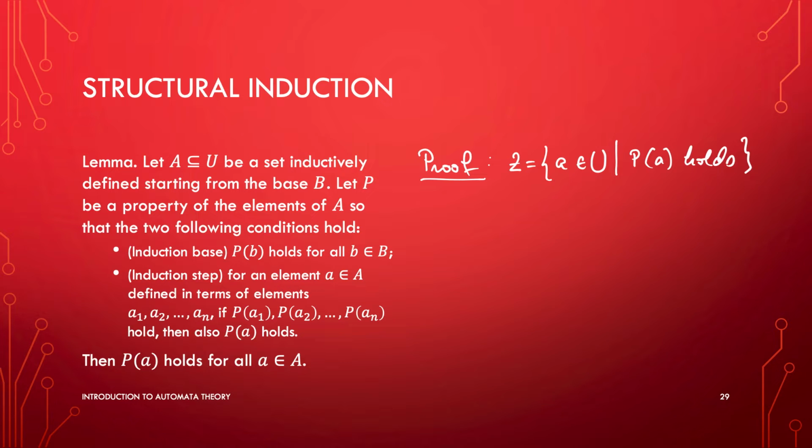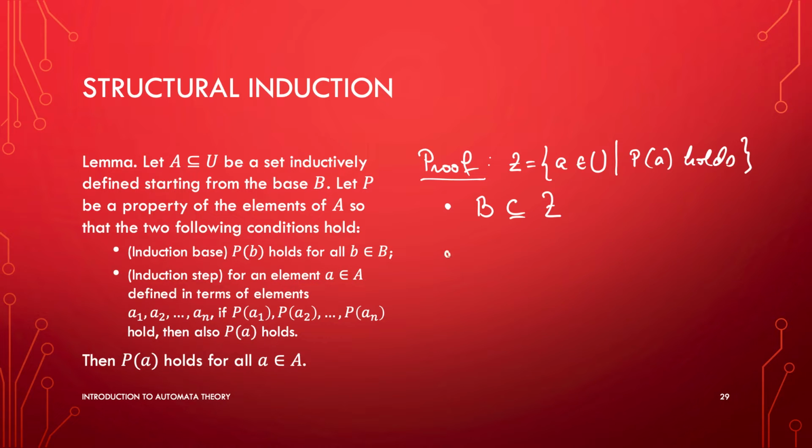Now, our lemma is basically saying the following two things. I'm just going to rephrase the lemma using this notation Z that I just introduced. On one hand, the first condition says the property holds for all elements of the base B. So using the notation Z, this is the same thing as saying that B is included in Z. Indeed, all elements of B are going to satisfy the property, so they are included in Z.